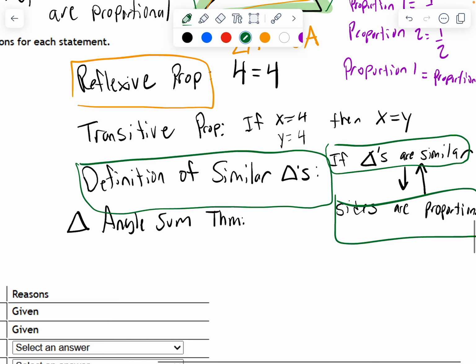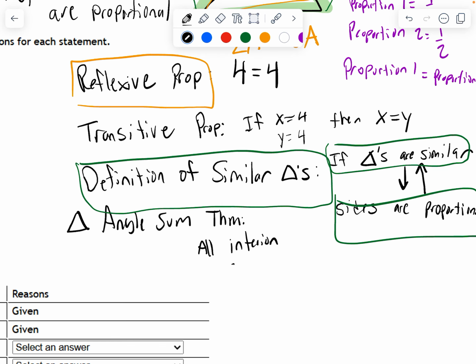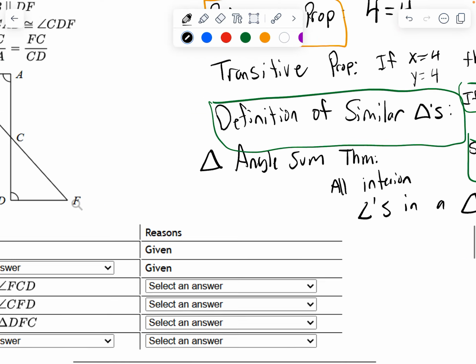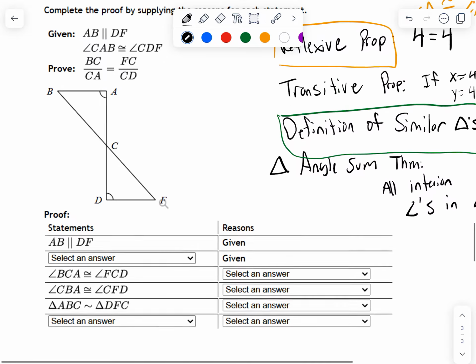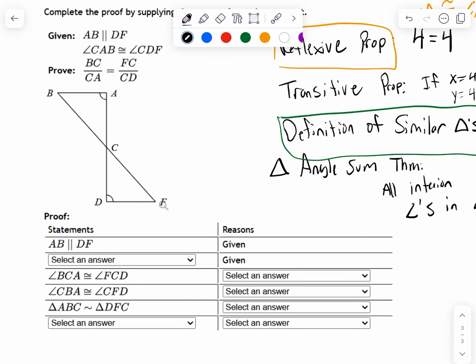Okay, and we'll come to the idea of where to use this in the proof we're about to do. And the last one is the angle sum theorem, which is all interior angles in a triangle add up to 180 degrees. The triangle angle sum theorem is what that one says. Okay, that's all kind of your definitions. Now let's figure out how to use them to formally go about a proof.